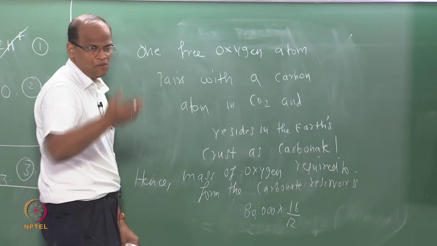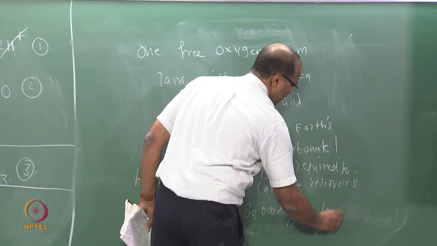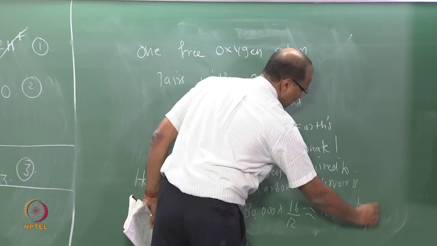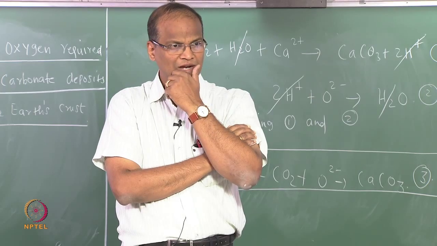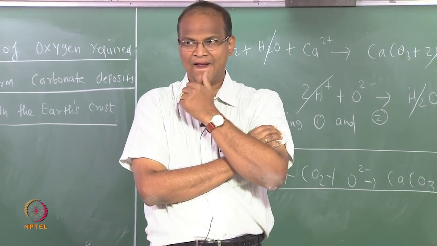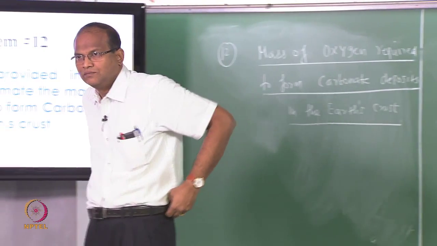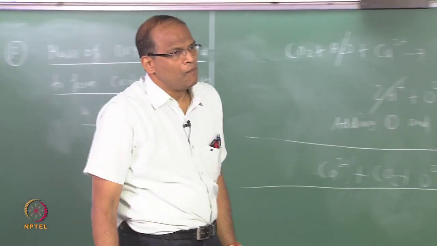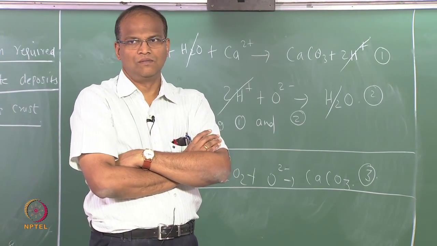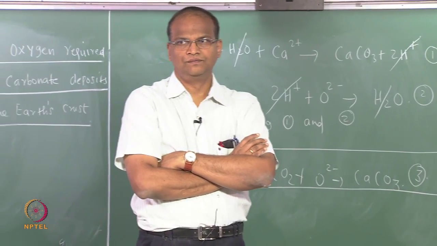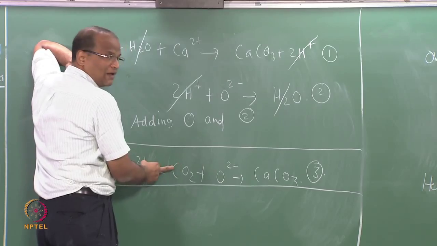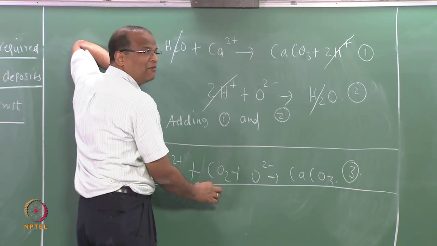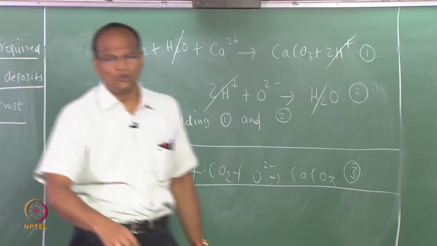Is it 100,000? Okay, approximately. Everybody through with this? I just wrote some reactions. This is 16, don't worry about the 2 minus, it is only the charge, it is a single atom. This is 16, this is 12. So this is 80,000, when it combines it will be 16 divided by 12. So the oxygen required is 100,000. Let's go to the next problem.